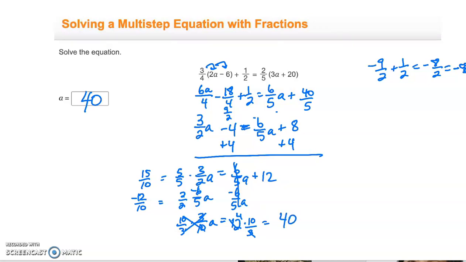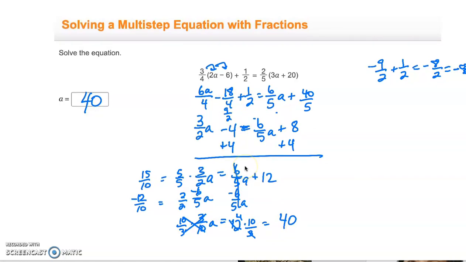So that's the way you can do that problem, and then you can verify that as well. So there's a quick review on multi-step equations. If you have any questions, let me know, but hopefully that'll help you as you move on.